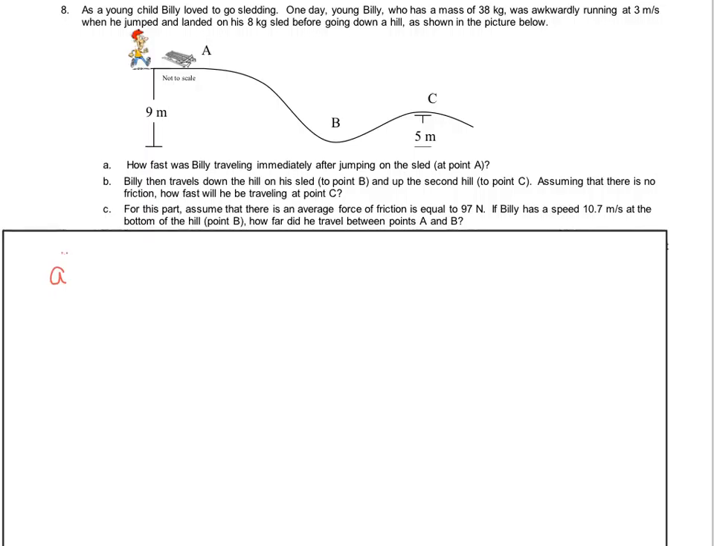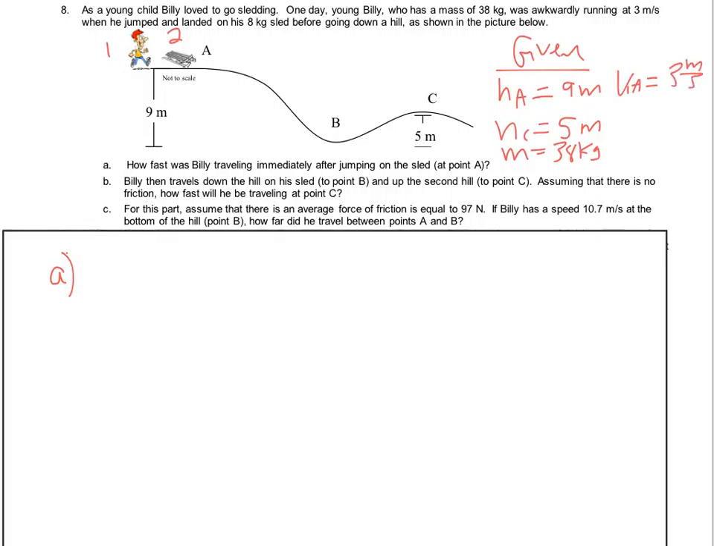So part A, we don't have to worry about a diagram, that's already given. Let's list our given and find. We know that height at A is 9 meters. We know that the height at C is 5 meters. We know that his mass is equal to 38 kilograms. We know that his speed at A is 3, let's call him 1 and the sled 2. So V1A is 3 meters per second. And this is M1, which means M2, the mass of the sled, is 8 kilograms.